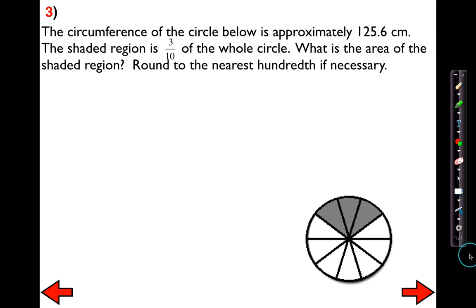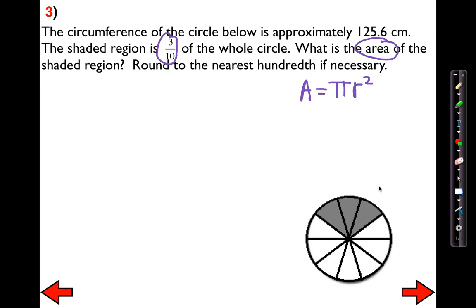Number 3, it says, the circumference of the circle below is approximately 125.6 centimeters. The shaded region is 3/10 of the whole circle. What is the area of the shaded region? Now round to the nearest hundredth if necessary. So what they're asking us to do is to find the area of the shaded area, which is 3/10 of it. So in order to find the area of this, I am going to have to first find the area of the entire circle. So that would require me to do pi r squared.